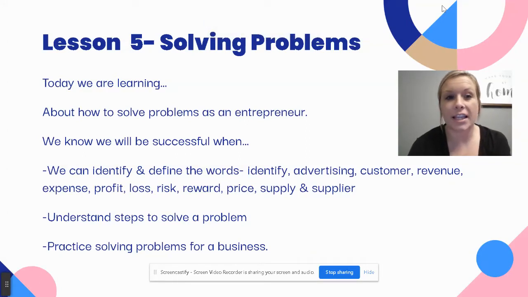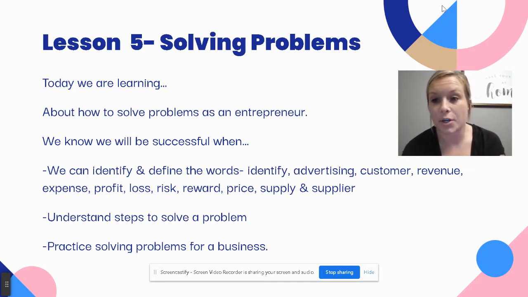Today we are working on lesson 5 of solving problems with Junior Achievement through our economics unit. Today we are learning about how to solve problems as an entrepreneur. We know we'll be successful when we can identify and define the words identify, advertising, customer, revenue, expense, profit, loss, risk, reward, price, supply, and supplier. We will understand steps to solve a problem, and we will practice solving problems for a business today.